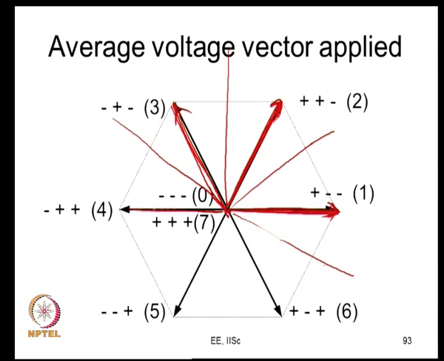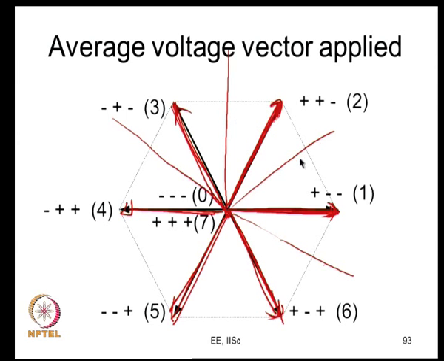So, you always have only these vectors getting applied as the average voltage vectors. No vector other than these six vectors ever gets applied in any of the subcycles, and in all the subcycles in this 60-degree interval, this is the only vector applied.